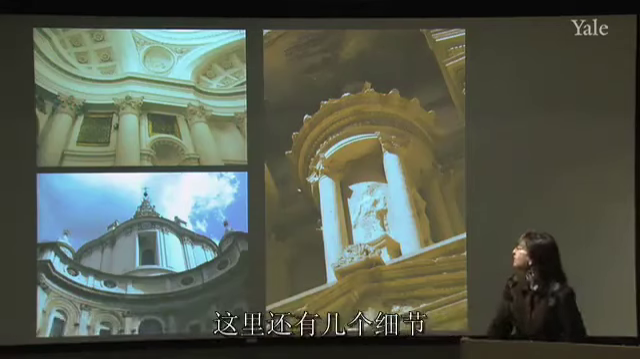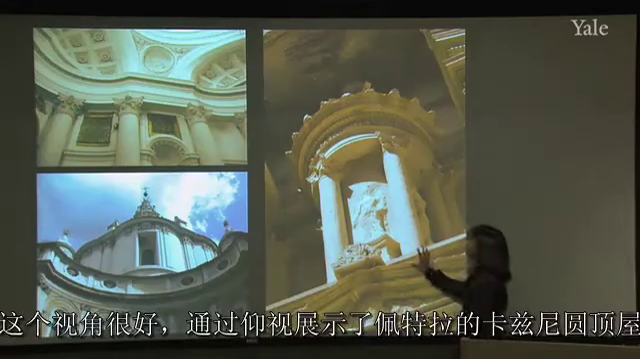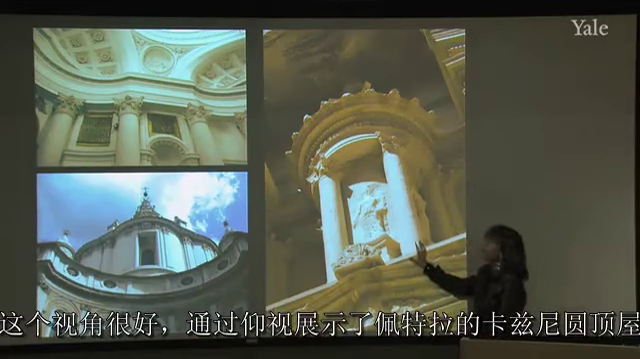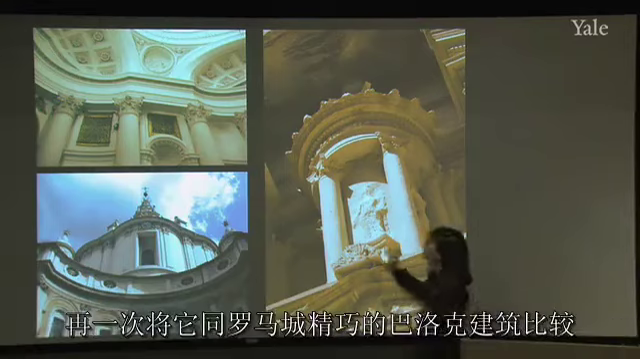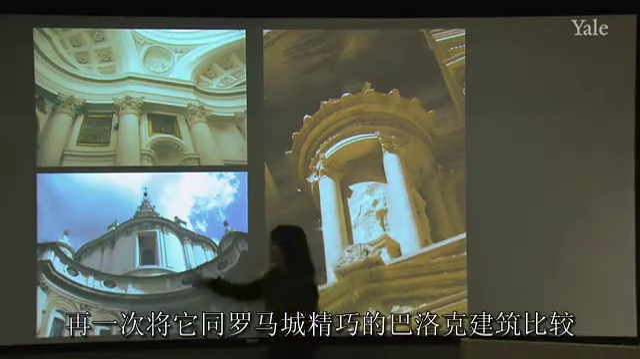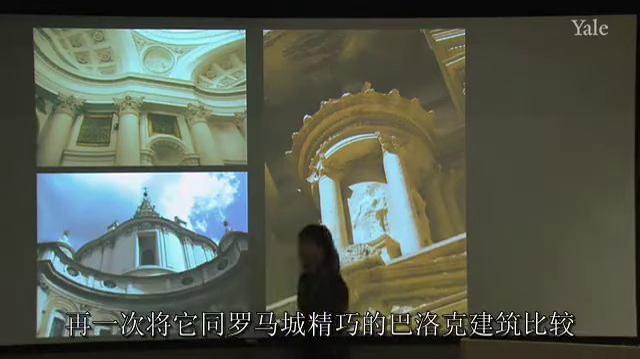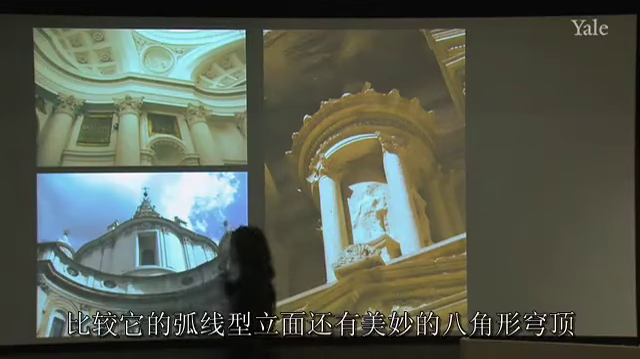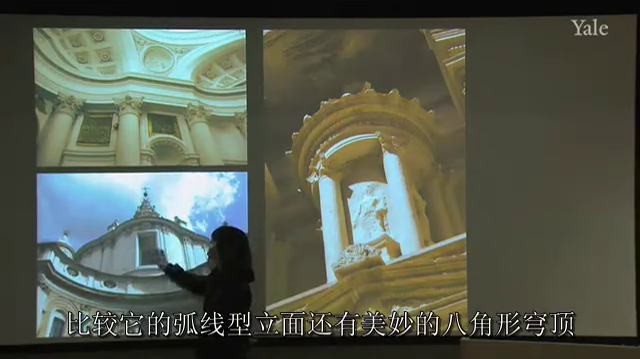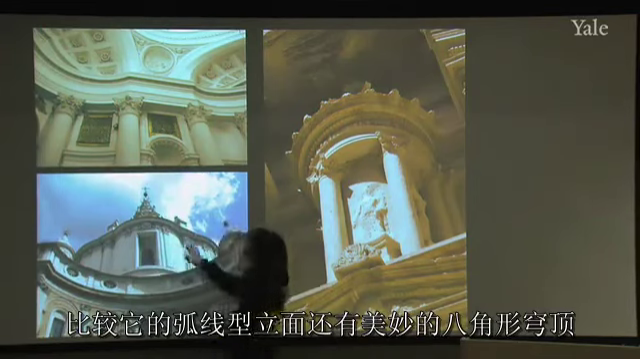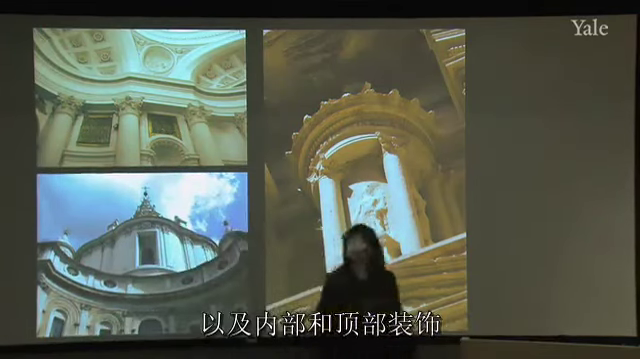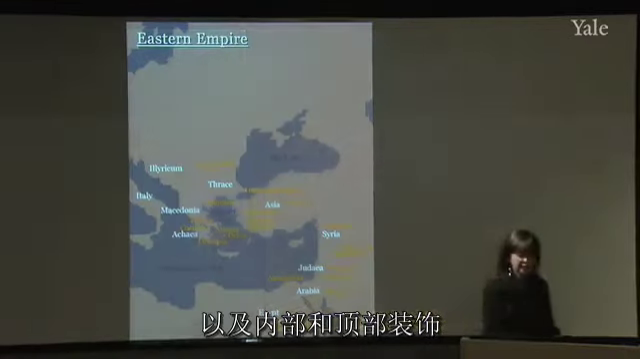A couple more details here. Here's a wonderful view from down below showing you the tholos of the Khazneh at Petra, and comparing it to, once again, some of the confections of Baroque architects in Rome of the 17th century, namely Sant'Ivo again, with its curved facade and wonderful eight-sided dome, and some of the interior decoration also of Sant'Ivo above.